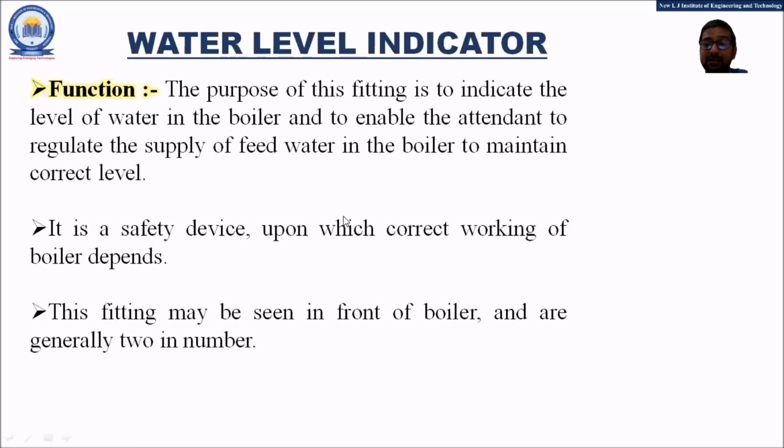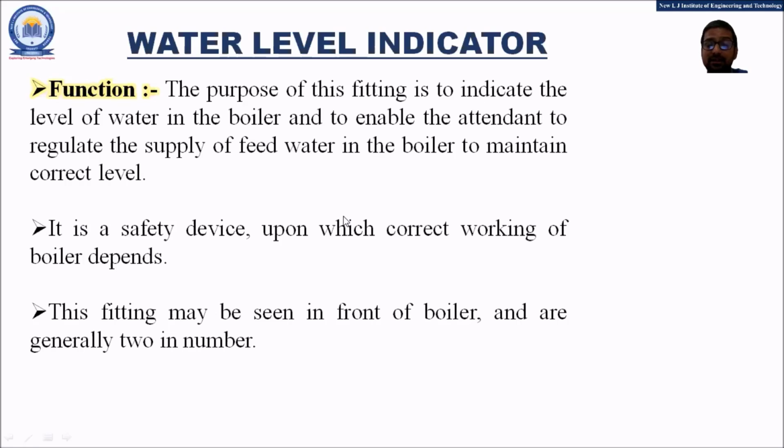So according to the IBR, they have given the guidelines to install two water level indicators because of its importance. If one of the water level indicators fails, then the boiler operator can easily take the readings from the second water level indicator.